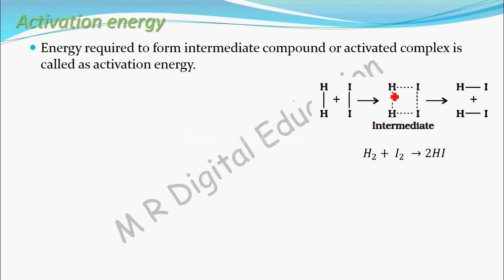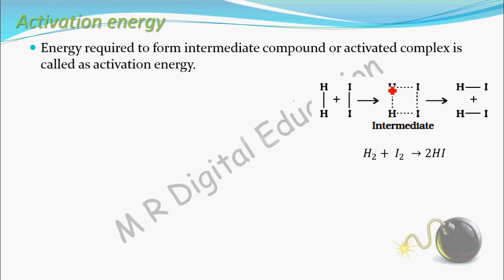It will be with more energy, so immediately it will form HI and HI. See, to form this intermediate compound or activated complex, reactants need some energy. That energy is called activation energy. So the energy required to form this intermediate compound is called activation energy.